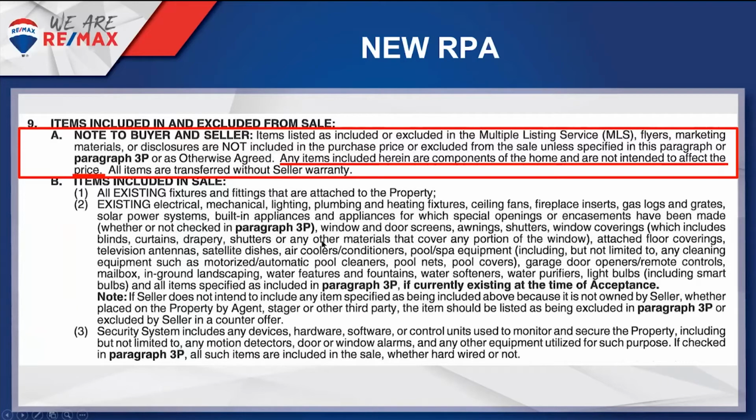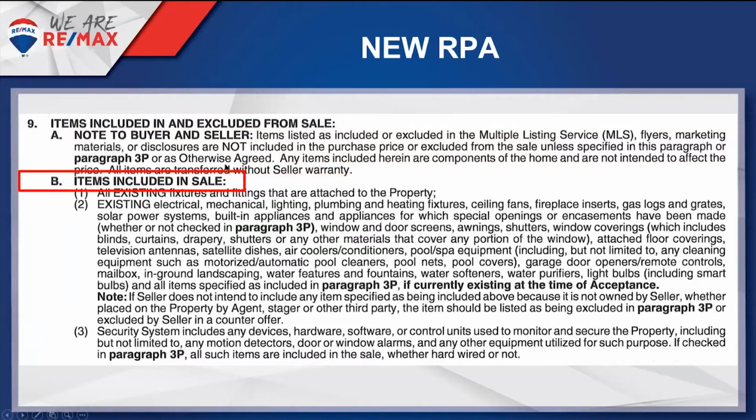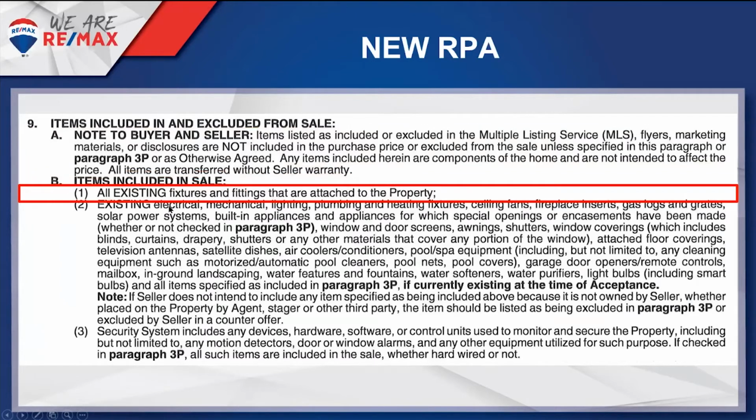Likewise, other items are listed in paragraph 9B. Any items included herein are components of the home and are not intended to affect the price. That's for the lender's benefit. Items are transferred without seller warranty. So any item, refrigerator, yeah, I'll leave my refrigerator, but I don't know how long it'll run, and I'm not responsible for it. All right. Items included in the sale. Of course, and some of this is already what you're familiar with, and some of this is a little new.